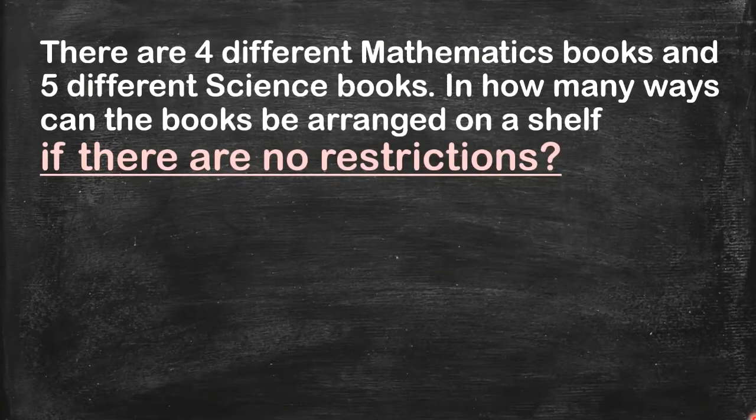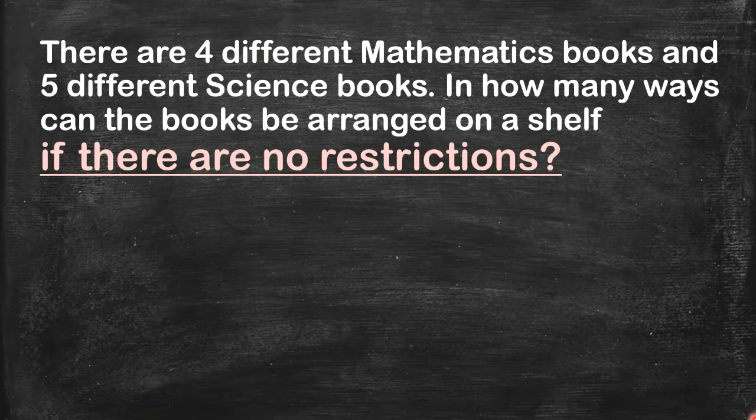We have here 4 different math books and 5 different science books. The question is, in how many ways can the books be arranged on a shelf if there are no restrictions? So ito yung pinakamadaling sagutin kasi wala kayong restriction na kailangang i-follow. Okay? So, actually, hindi nyo rin kailangang i-consider na ilan ang math books, ilan ang science books. Ang alam nyo lang dapat, you have 4 plus 5, you have 9 different books. And you're going to arrange those 9 different books on a shelf.